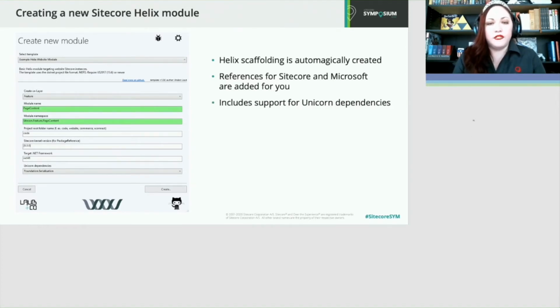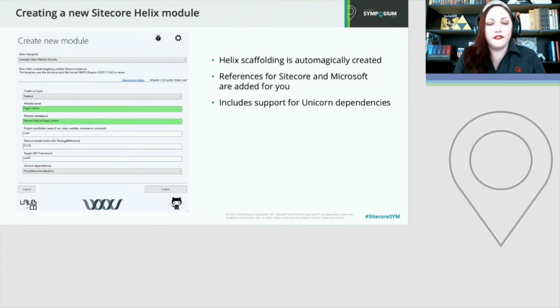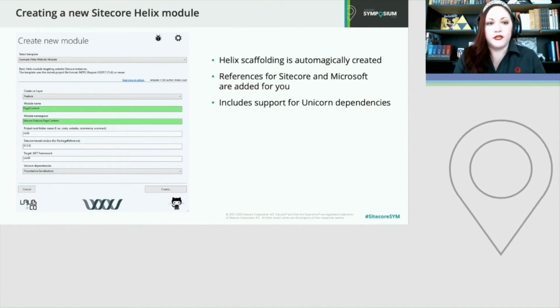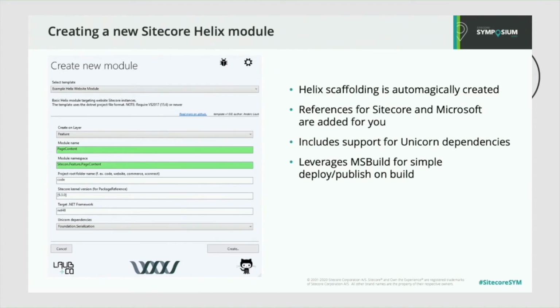There are templates that are available out of the box that support both Unicorn and TDS for serialization, but I prefer Unicorn. It also leverages MSBuild, which is a really nice feature in this tool that allows you to do a simple deploy or publish on build, and it will deploy your code to the publish path that you set in the configs for this tool.